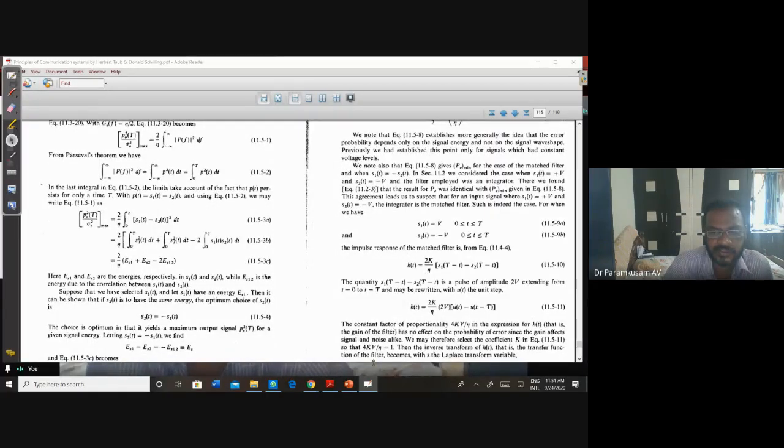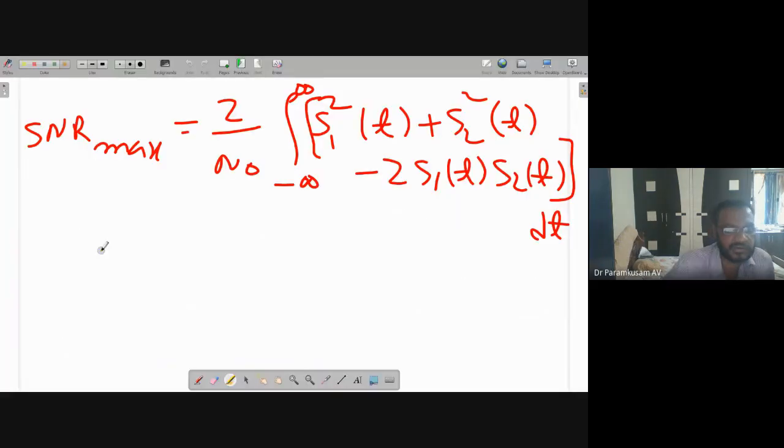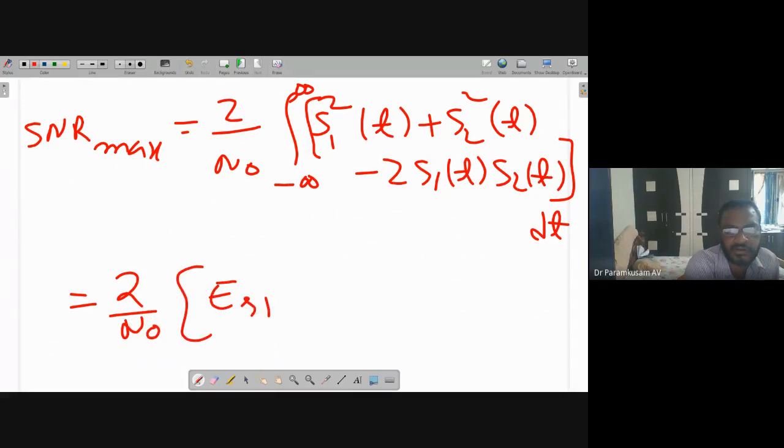So that is equal to 2 by n naught ES1 plus ES2 minus 2 ES12.